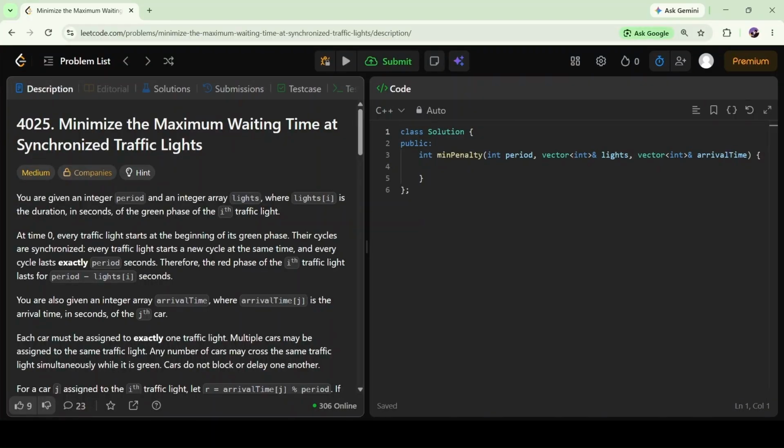Today we're going to solve LeetCode 4025, Minimize the maximum waiting time at synchronized traffic lights. This is the second question asked in weekly contest 515. So let's understand the problem, then we come up to the solution.